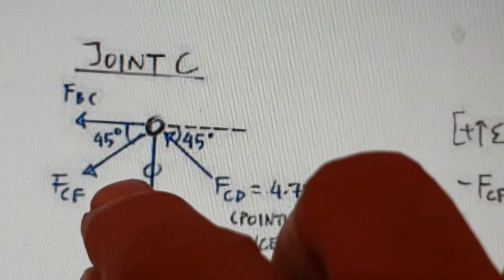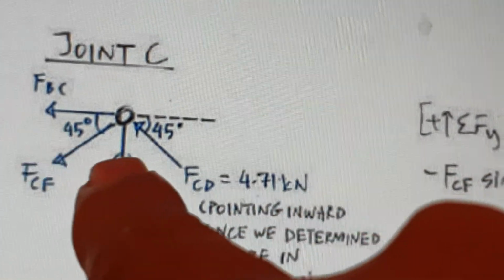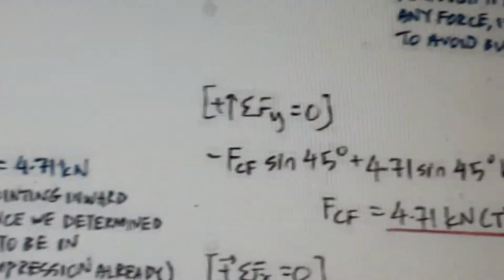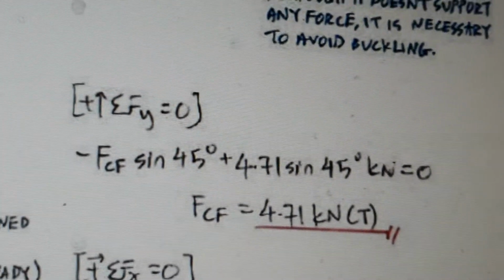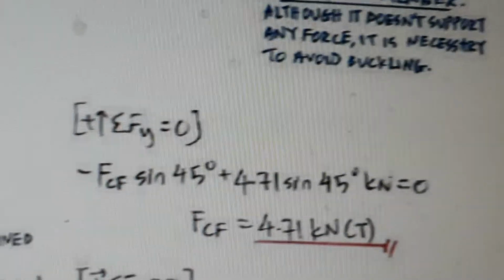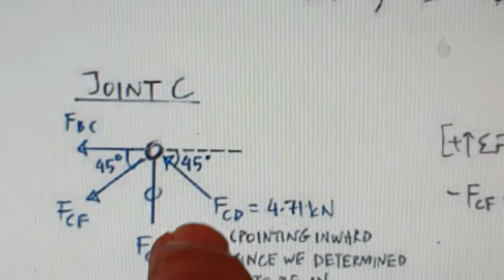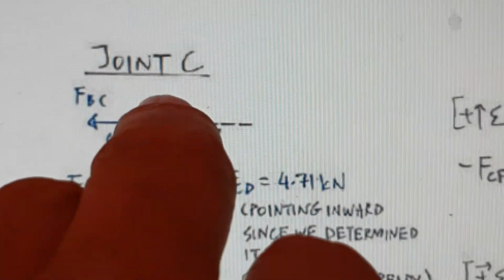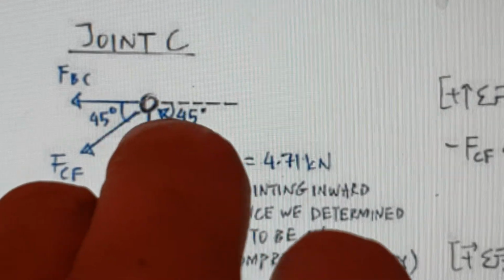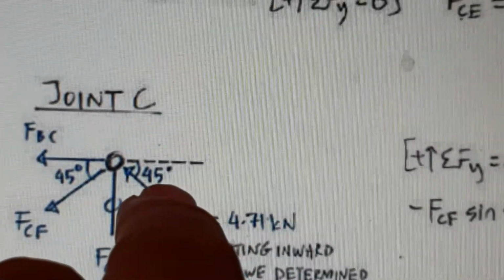Look at this. In the negative, FCF cosine 45, negative. And this is 4.71 cosine 45, also negative, which means this one is going to be negative. Okay, this is negative, or what? Minus FCF and 4.71 cosine 45. It's going negative. Wow. This is in the Y. Oh, again, I'm so sorry.